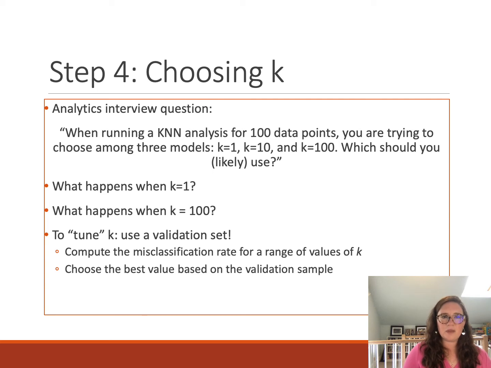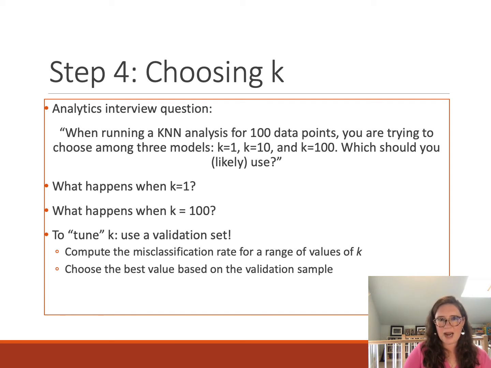Let's say we have this analytics interview question that has actually been given to former members of this class. The question is, when running a k-nearest neighbors analysis for 100 data points, you're trying to choose among three different models: k equals 1, k equals 10, and k equals 100. Which one is most likely to be correct?